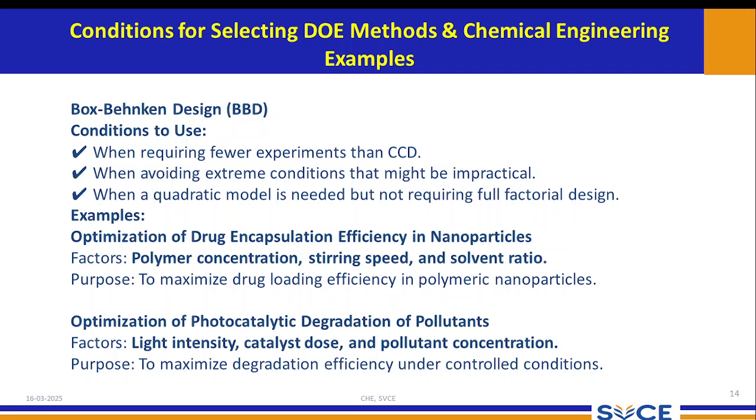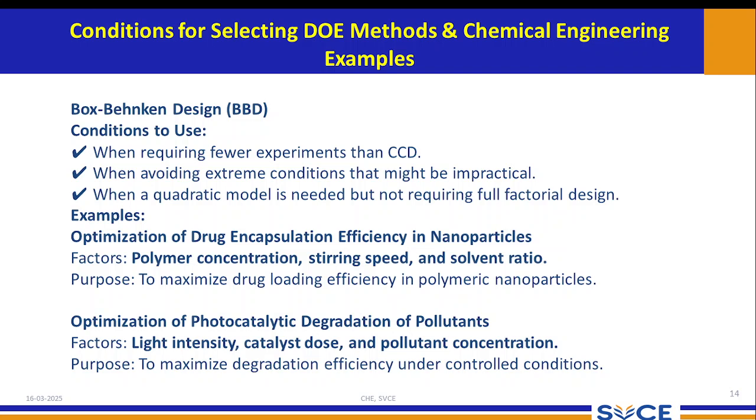The example is drug encapsulation efficiency in nanoparticles. The efficiency of encapsulation is the dependent variable. Independent variables are polymer concentration, stirring speed, and solvent ratio. The drug efficiency is very important; that is the dependent variable that needs to be maximized. In that case, we can go for Box-Behnken.